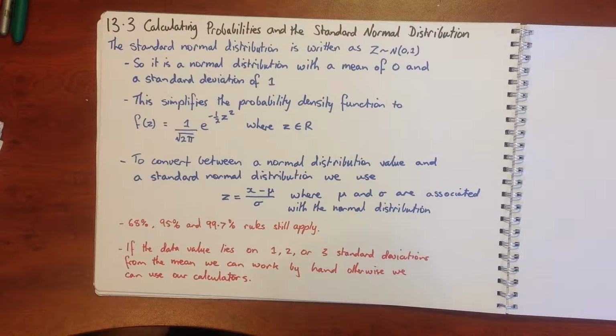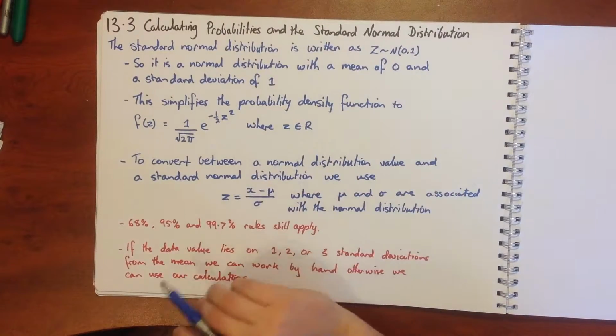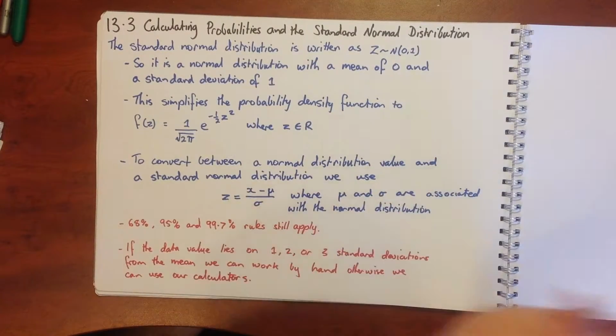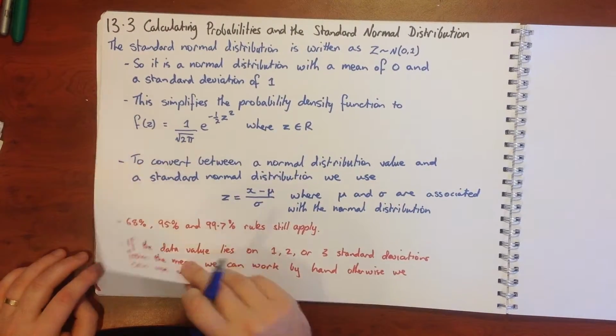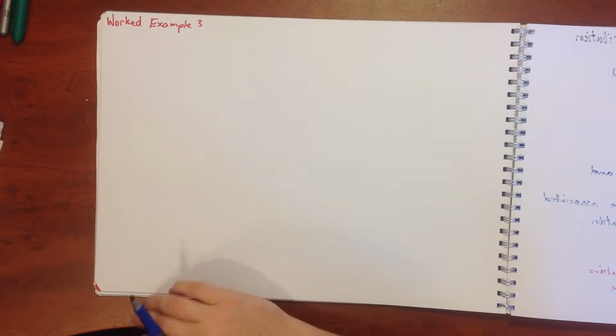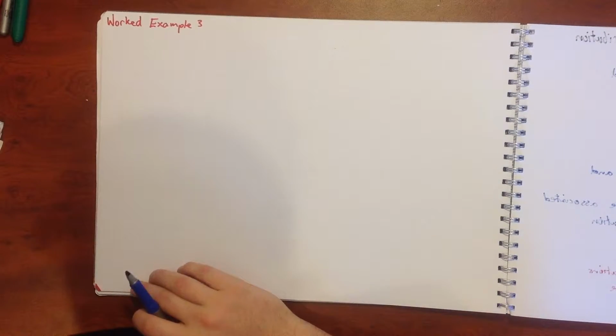We're still going to use our calculator going into our normal distribution, just this time we're going to set our mean to be 0 and our standard deviation to be 1. And identify whether you want to be above or below a certain value. So we're going to have a look at the worked example that we've got to do here.